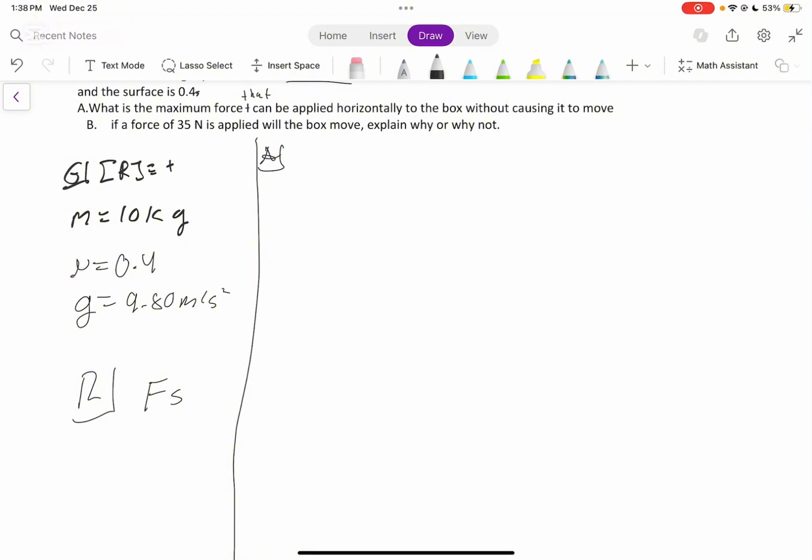So if we go to our analysis, we know that Fs is equal to mu times Fn. Well, we're not given Fn here, so let's draw a free body diagram. We know there's going to be an Fn and an mg, where mg is equal to Fg. Correct?